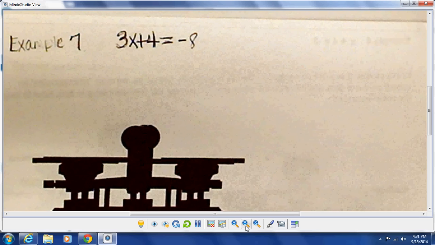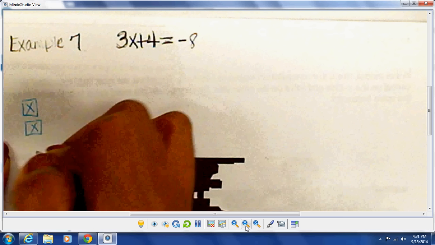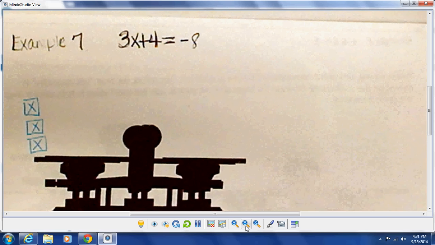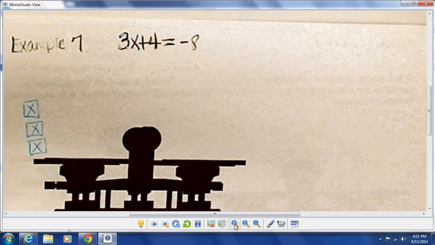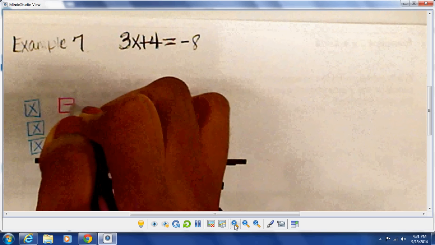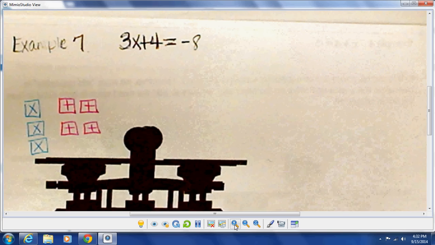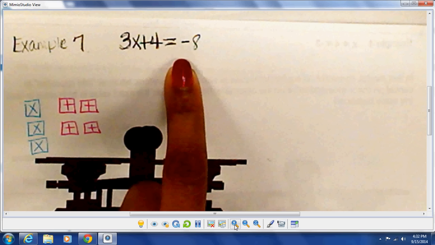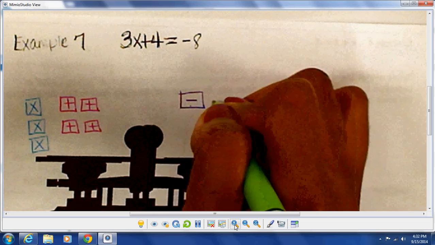So that means on my balance, I'm going to put 3 positive x's and on the same side I need to add 4 positives. Now on the opposite side it says it equals negative 8. So that means I need to add 8 of my negatives. That's kind of big.